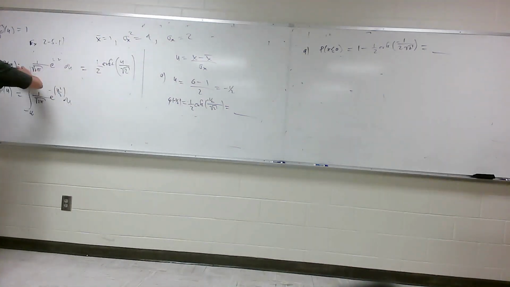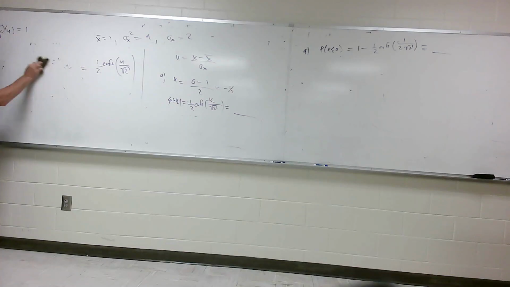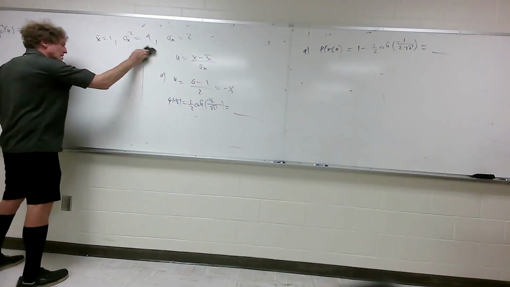Sure there is, right? So we got the first part. We got the probability that x is negative. What else do we need?